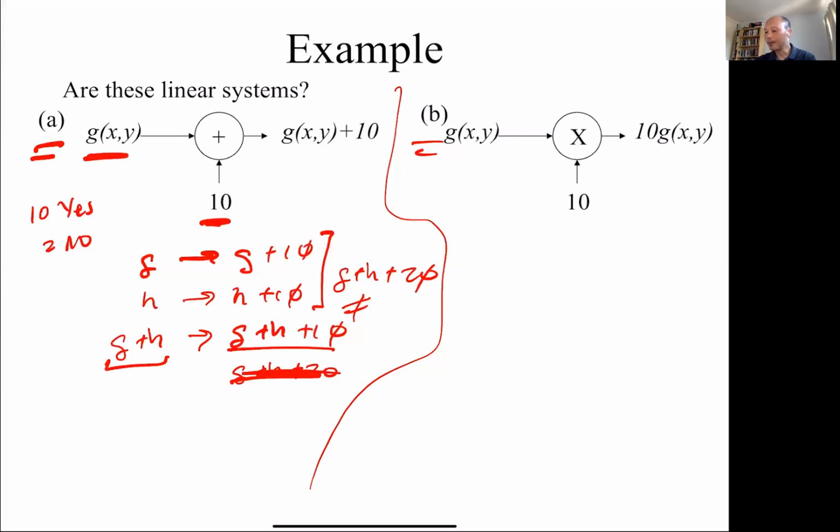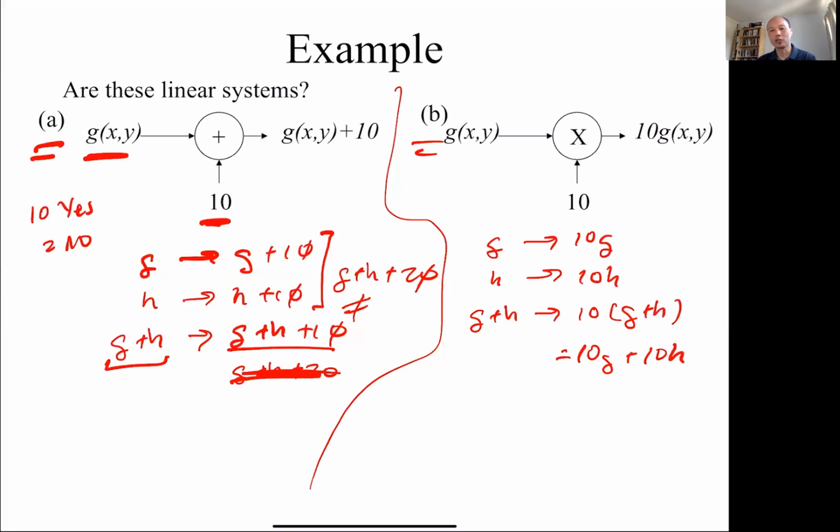Okay, so if I put in G, I get out 10G. If I put in H, I would get 10H, right? If I put in G plus H, I should get out 10 times G plus H, which is equal to 10G plus 10H. So it satisfies addition, right? Okay. If I put in, let's say, a scaled version of G, 2G, I would get out 20G, which is equal to 2 times 10G. So it also satisfies scaling. So we're okay on both counts. So in this case, yes would be the correct answer. All right. Everyone okay with that?